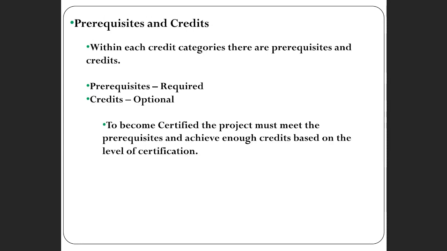In all the LEED rating systems, in each credit category, we have both prerequisites and credits. Prerequisites are must-haves, they're required. Credits are optional. So we have to do the prerequisites, that's table stakes. To become certified, the project must meet the prerequisites and achieve enough credits based on the level of certification desired.